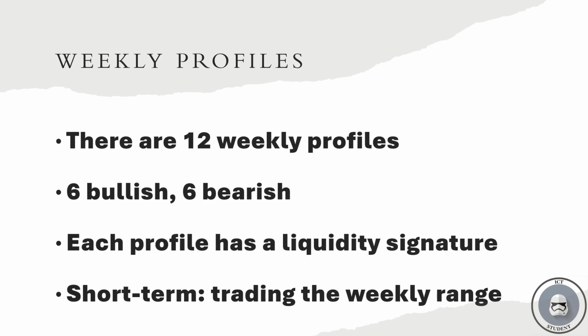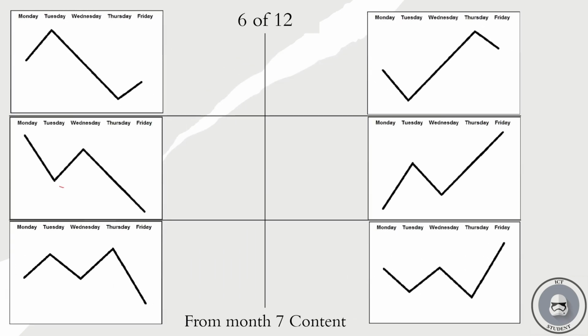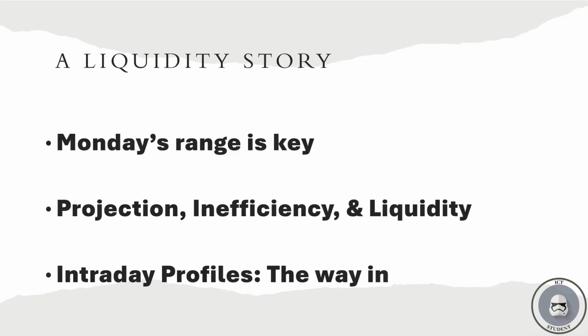There are 12 of them, but let's look at 6. And when you get these weekly profiles all together, it can be a big jumble. But really what you're doing is you're just organizing them. They're mirror images of each other. So you can have a Tuesday high, or you can have a Tuesday low profile. You can have a Monday high or a Monday low, and respectively a Thursday high or a Thursday low. And there are 6 other profiles, really 3 other bullish, 3 other bearish. And all of this is found in month 7 of the core content.